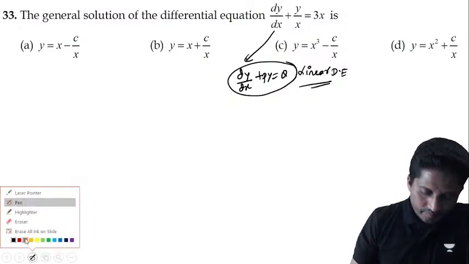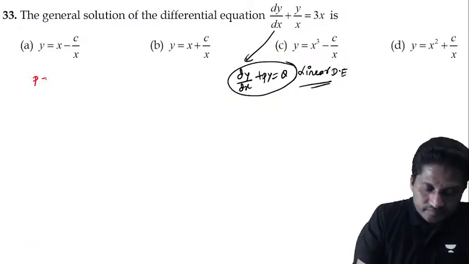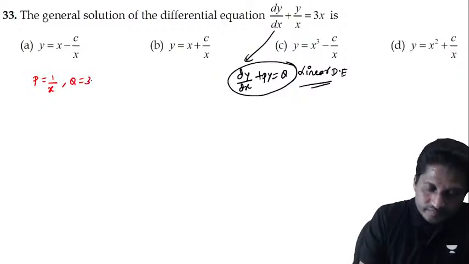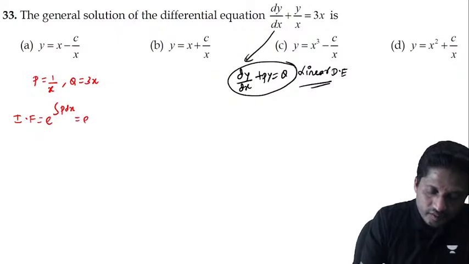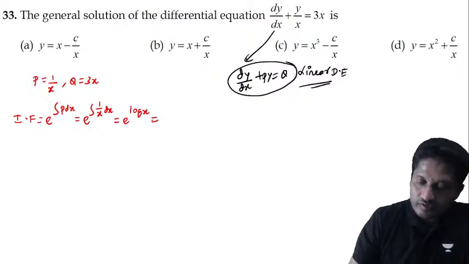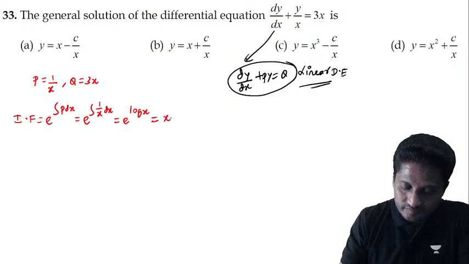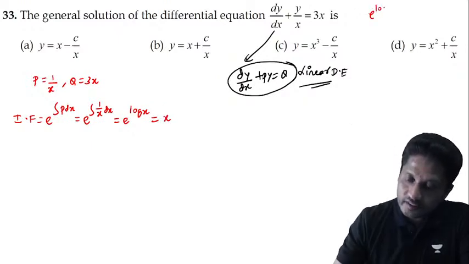If I compare, p should be equal to 1 by x, right? And q is equal to 3x. Now integrating factor is e power integration of p dx. E power integration of 1 by x dx. E to the power of integration of 1 by x is log x. And we know that e power log x is x only.